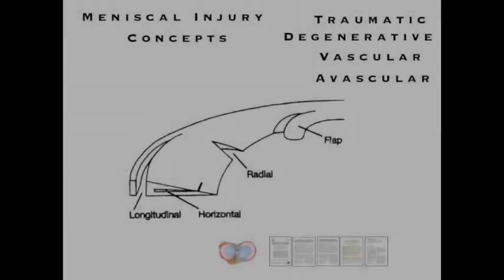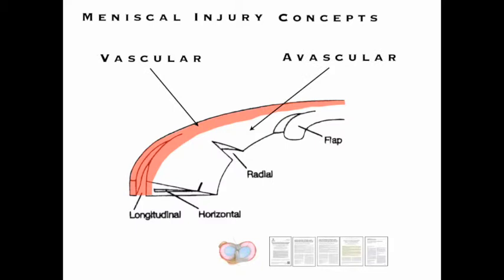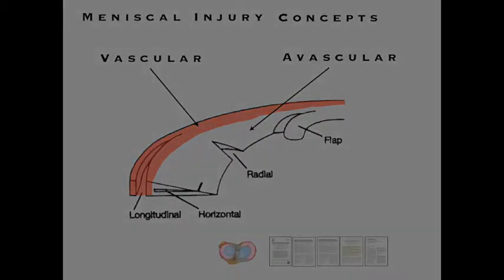The other concept that's important is whether it's vascular or avascular. I'm sure you'll remember that the peripheral third of the meniscus has a blood supply, and so there's a better potential to heal, and the inner two thirds does not. So we're sometimes struggling to get these avascular tears to heal. And tears that are complete in the avascular zone, like those flap type tears, have a lower potential to heal.